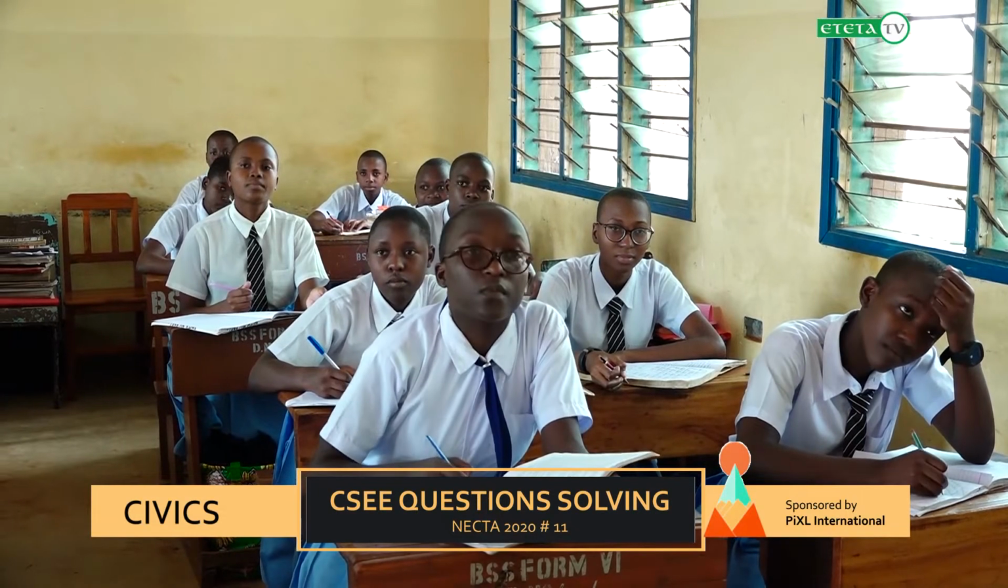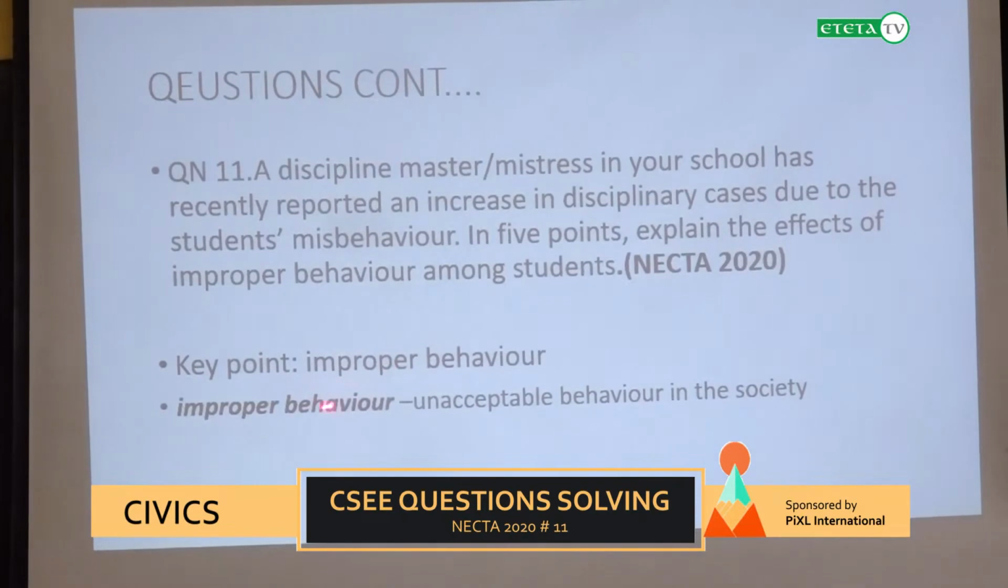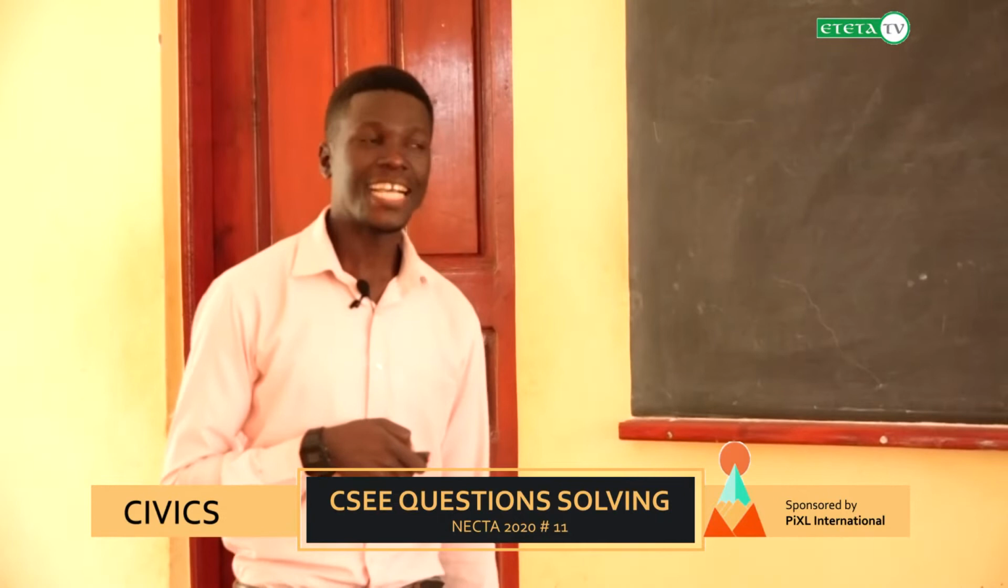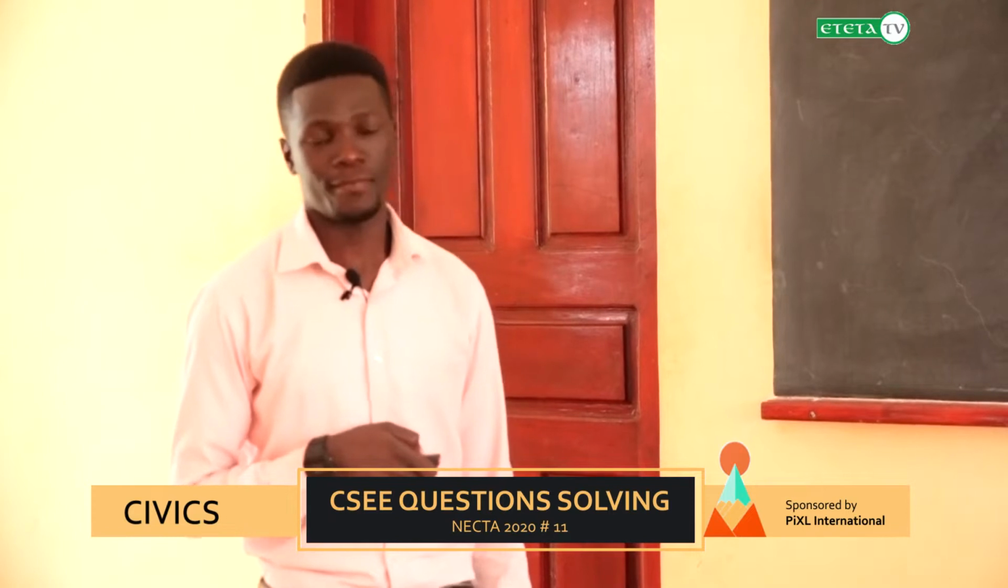We have taken only one, that is improper behavior. So we have to know what these improper behaviors are. Now you have to start by saying what improper behavior is. So we are saying improper behavior refers to unacceptable behavior in the society, the behaviors which are not attractive in the society.